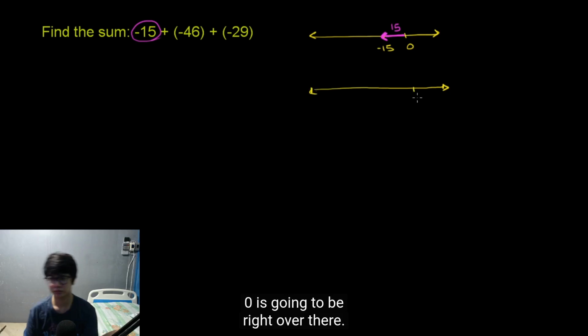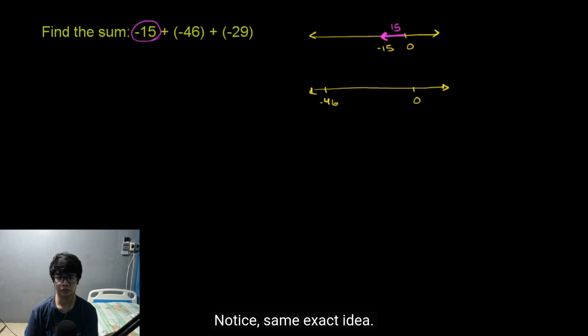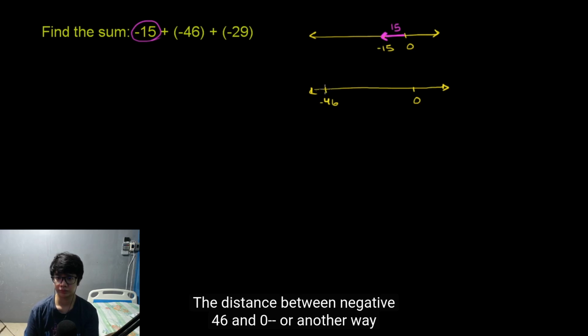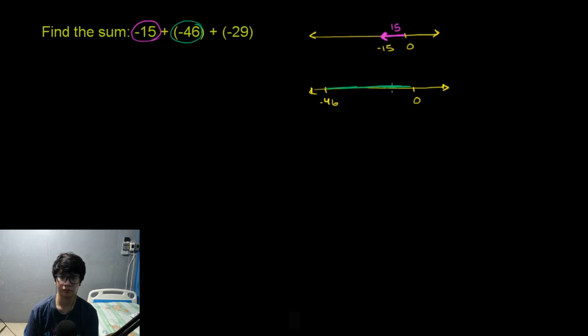Put 0 is going to be right over there. And negative 46 is going to be someplace over here. Notice, same exact idea. The distance between negative 46 and 0, or another way to think about that, is the absolute value of negative 46. This distance right over here is going to be 46.